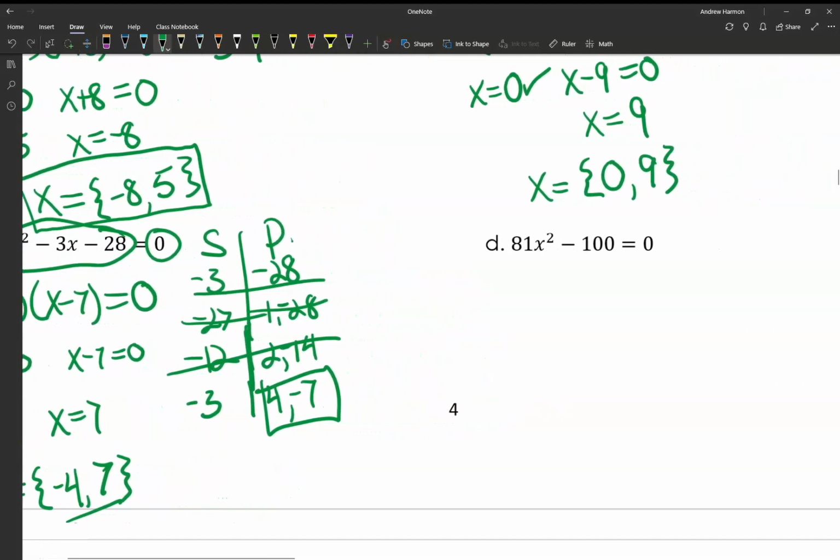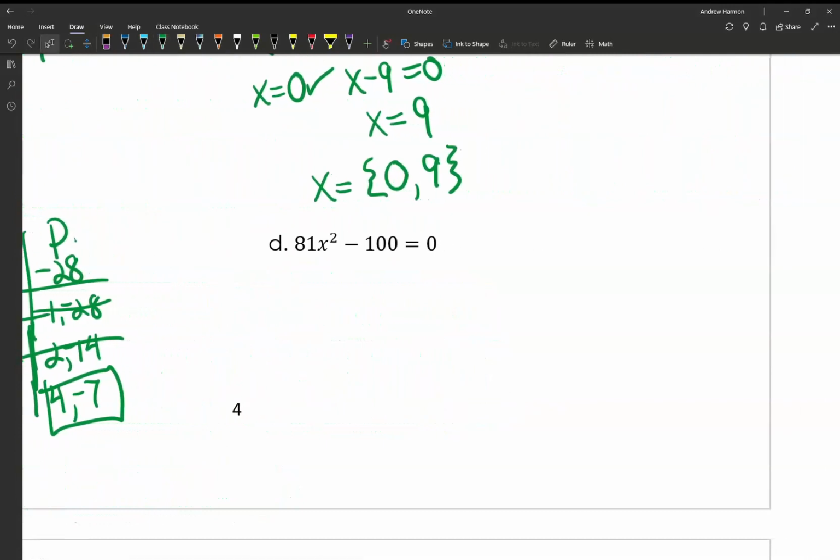So let's move on now to example D. Now this one, is there a GCF? I have an 81 and 100. There is no common factor there.